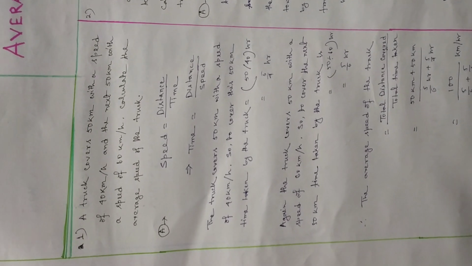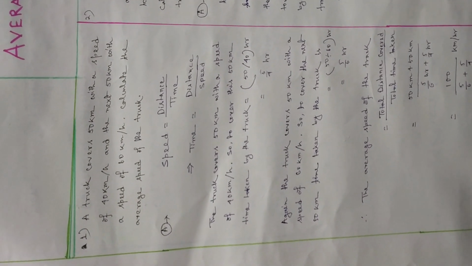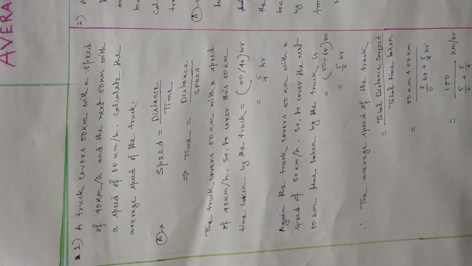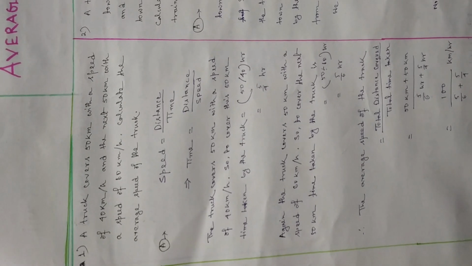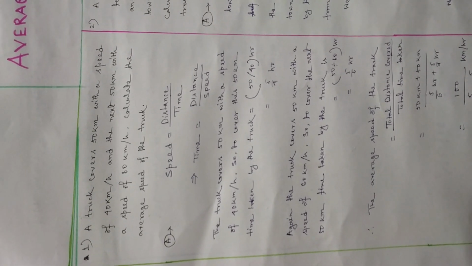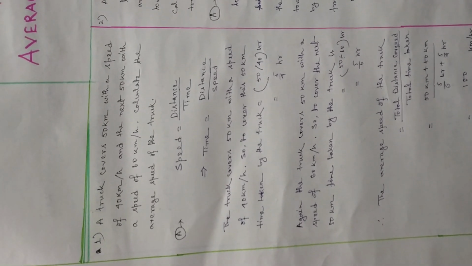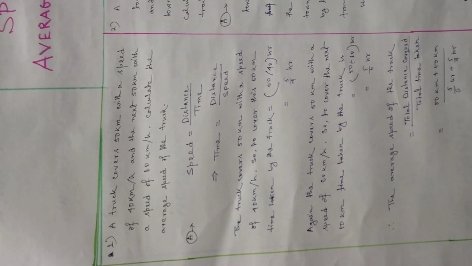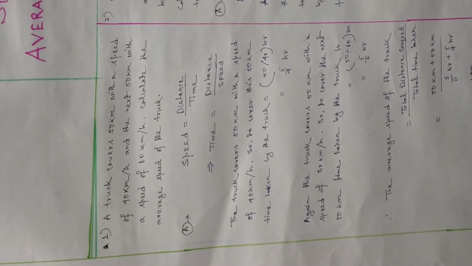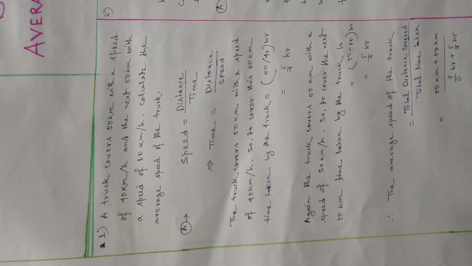A truck covers 50 km with a speed of 40 km per hour and the next 50 km with a speed of 60 km per hour. Calculate the average speed of the truck. So a truck covers the first 50 km of its journey with a speed of 40 km per hour and the next 50 km of its journey with a speed of 60 km per hour. So we have to calculate the average speed of the truck.